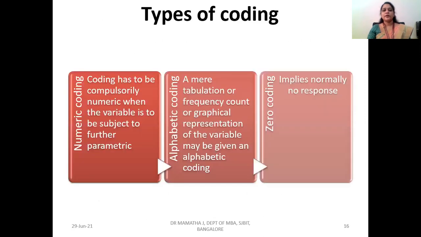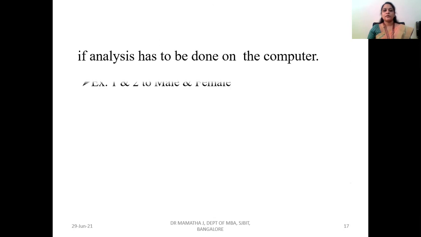Then there are different types of coding. One is numerical coding, alphabetical coding, and zero coding. Numerical coding, as the name itself says, has to be compulsorily in numerical values. And alphabetical uses the alphabetical representation. Zero coding implies that there is no response.